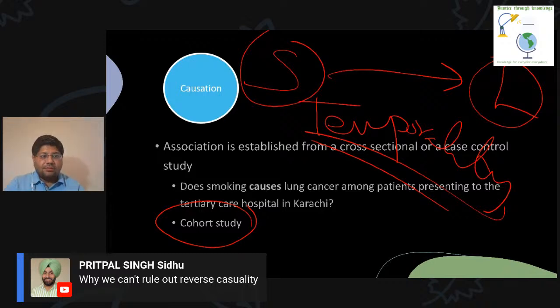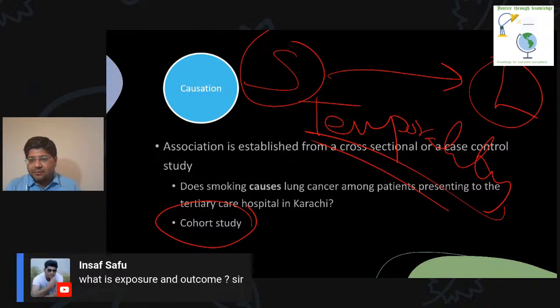I will request you to please follow us in the subsequent session when we are trying to tease out the difference between a cohort study and the case control study, and then I will revisit this concept if you remind me. And if it is still not clear, you can ask this question again. There are a few more comments. So what is exposure and outcome, sir? Smoking is the exposure and lung cancer is the outcome in the examples which we are studying.